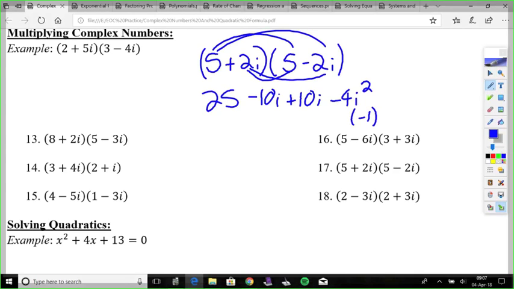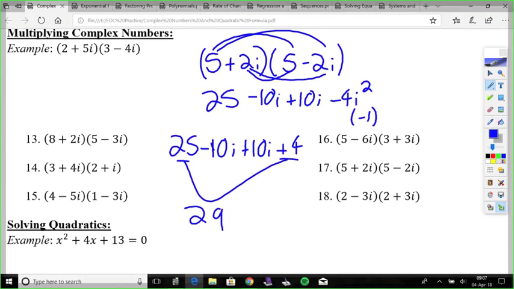Okay? So if that's the case, then we have 25 minus 10i plus 10i, and negative 4 times negative 1 would be a positive 4. So when you combine your like terms, 25 plus 4 is 29. And you'll notice negative 10i plus 10i cancel each other out, right? Because negative 10 plus 10 would be 0. So our answer is simply just the number 29.